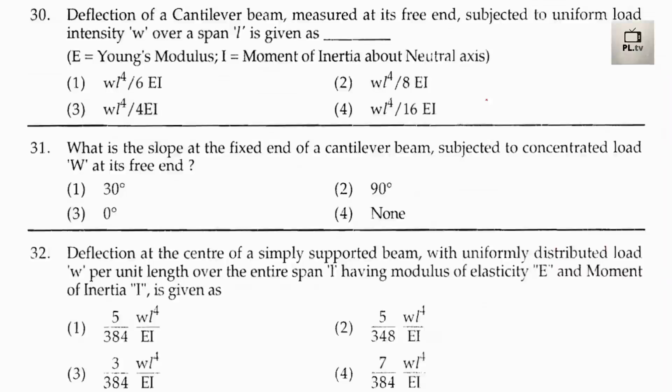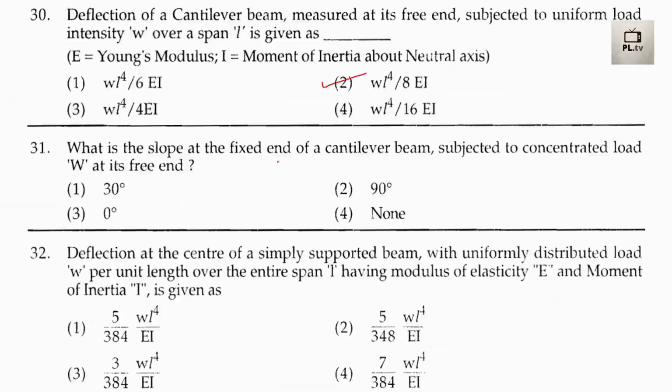Next question is deflection of a cantilever measured at its free end, subject to uniform load intensity W over the span L, is given as. There is a table for the various cases, where the beam is uniformly loaded, or where the beam is a cantilever or simply supported. There are various cases of this type. The correct answer of this question is W into L raised to 4 by 8 EI. The correct option is second.